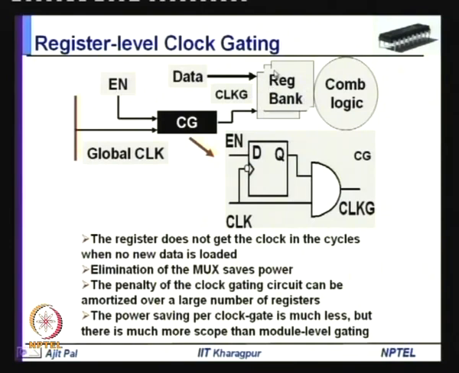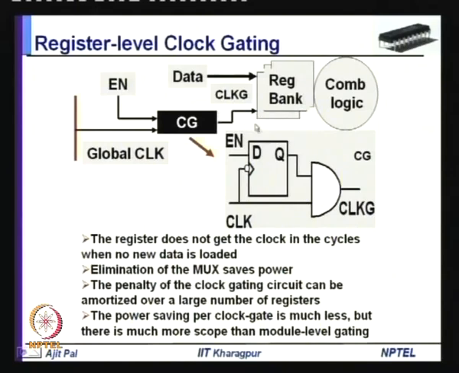And in this case, as you can see, when you are not loading new data, then unnecessarily you are dissipating power not only in the register bank, but also in the combinational logic that the register bank is feeding, because when the output of the register bank changes, there will be transitions within the combinational logic, and power dissipation will take place. So, you are preventing transitions on this part, through the gated clock output to the register bank.